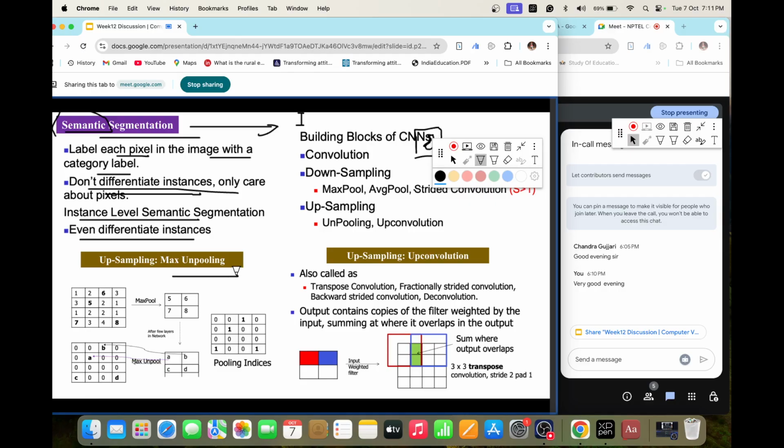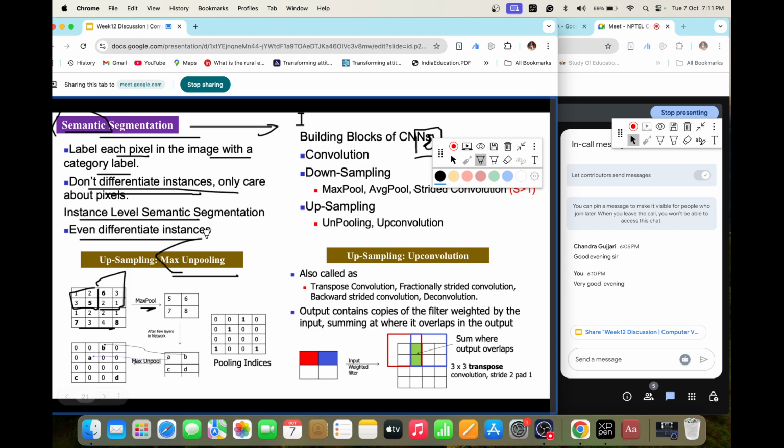Now we have upsampling, or max unpooling. Previously we talked about pooling, now we will talk about max unpooling, and it is very simple. For example, this is your original image. After that you do max pooling, 2 cross 2. Here 5 is the maximum, here 6 is the maximum, here 7 is the maximum, and here 8 is the maximum. So this is max pooling.